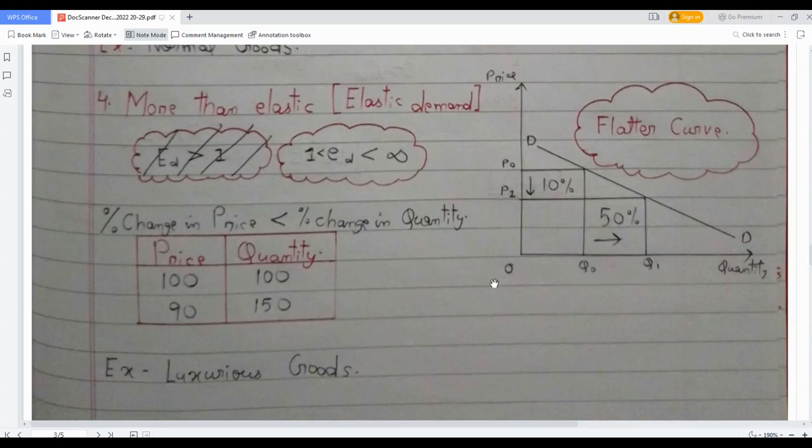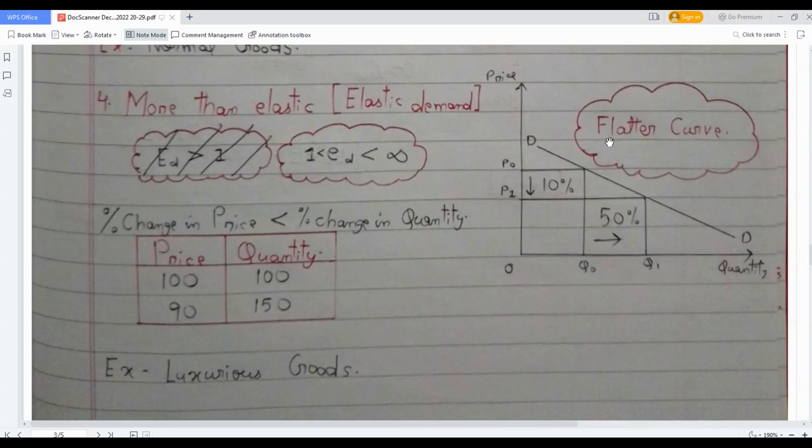Let's take an example. Initially the price of a commodity was 100, it changes to 90, and quantity changes from 100 to 150. There is a 10% decrease in the price, so the denominator will be 10, and a 50% increase in the quantity, so the numerator will be 50. Therefore, ED is equal to 5, it is greater than 1, therefore it will be more than elastic, or we can say the elasticity of it is elastic demand.